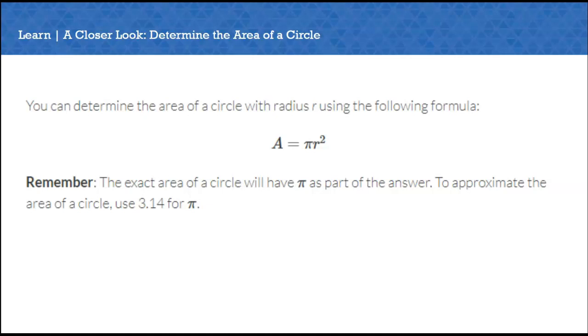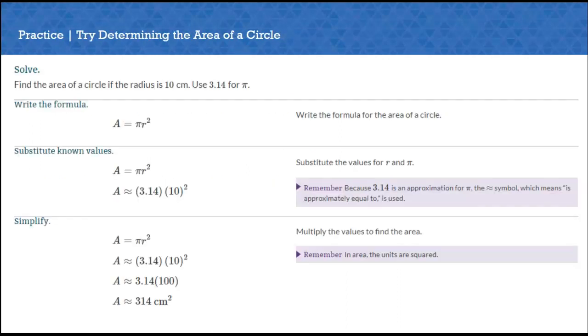Remember, the exact area of a circle will have pi as part of the answer. And to approximate the area of the circle, we're going to use 3.14 for pi. So here we're going to find the area of the circle if the radius is 10 centimeters, and it's asking us to use 3.14 for pi. So we know that the formula is area equals pi times radius squared. Think back to your PEMDAS days. What do you have to do first after you substitute the values?